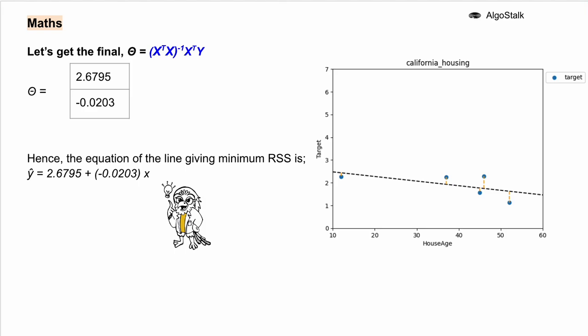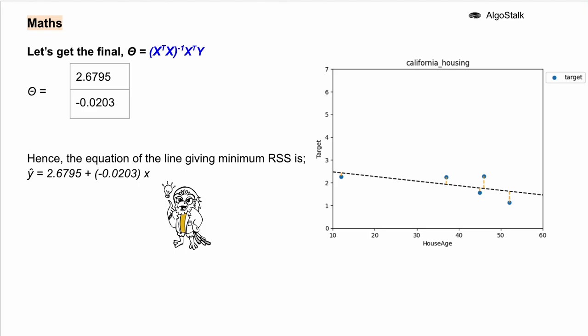Our optimal coefficients theta are 2.6795 and minus 0.0203. This means our line equation, which minimizes the residual sum of squares, is y hat equals 2.6795 plus minus 0.0203x. In the graph, you can see the best fit line plotted alongside our 5 data points.